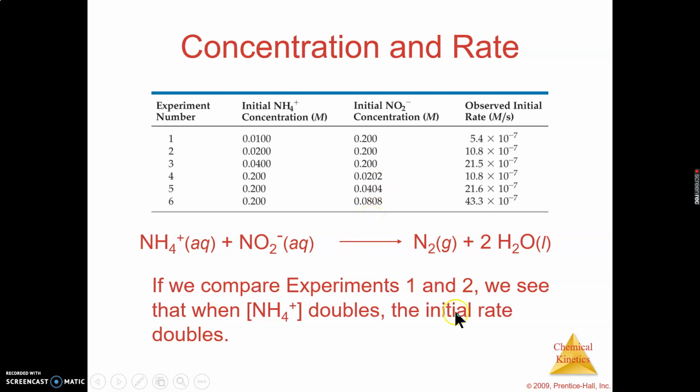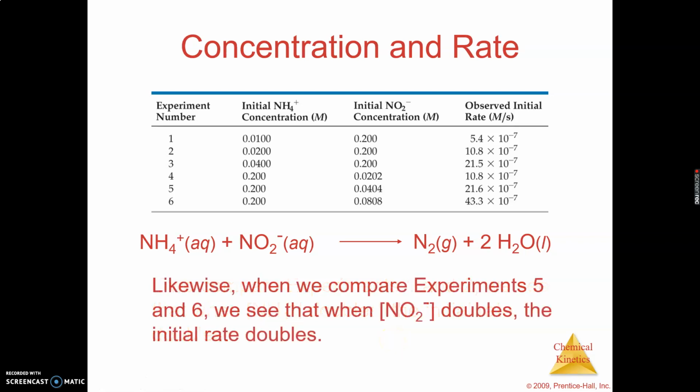And so here you can see that when NH4 doubles, the initial rate doubles. Likewise, you can look at 5 and 6, and we can see that when NO2 doubles, the initial rate will double as well, right? So there's a direct relationship there between the change that we're seeing when we change the concentration and what we observe with the rate.